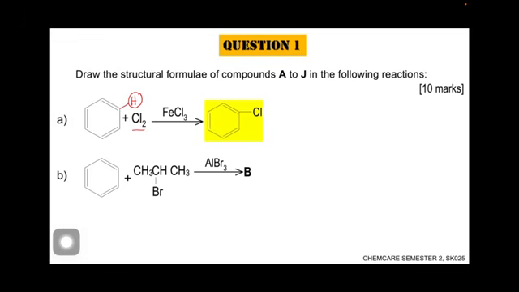Structure B. The reaction between benzene and 2-bromopropane, also with a Lewis acid catalyst. The name of this reaction is Friedel-Crafts acylation. In Friedel-Crafts, kita akan potong pada bromine, or potong pada halogen. This one is electrophilic aromatic substitution.